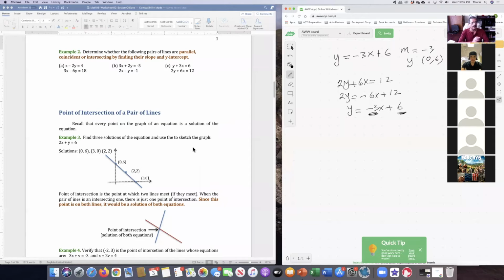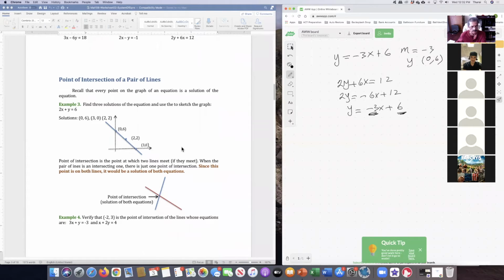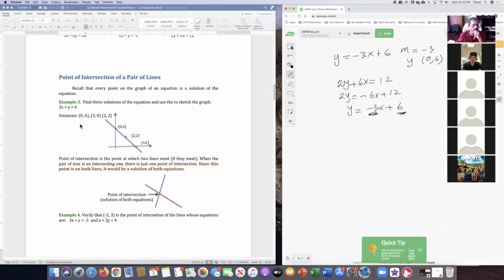Okay, now we're going to go into point of intersection of a pair of lines. Two lines, if they're parallel, then there's no point of intersection. If they are not parallel, then there will be one point where they will be meeting. And this point is what we need to find. The point where the two lines meet is actually important. Let's look at this example. 2x plus y equal to 6.